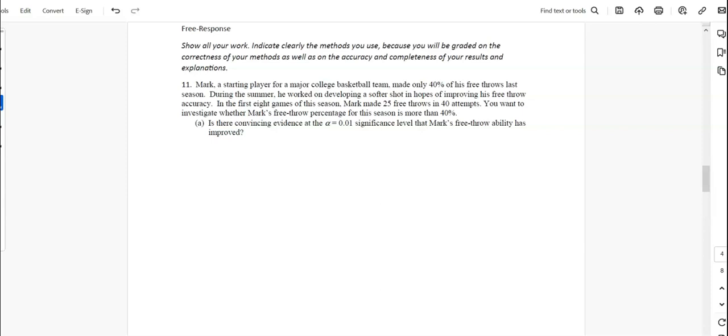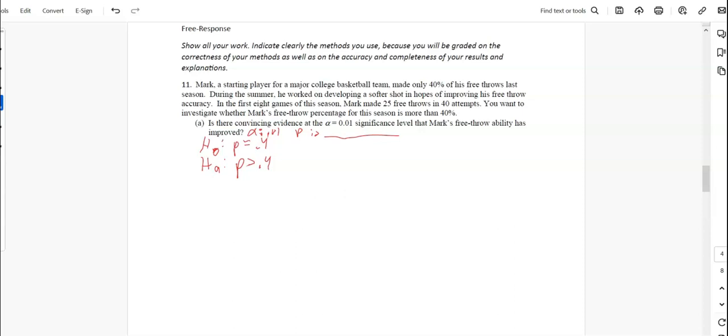Okay, so what's the null going to be in this case? So the null is that P is equal to 40%. Nothing unusual going on. That's an O there. Alternate would be that we think he's gotten better. He's been working on it, so it's greater than 0.4. Significance level, the alpha level is 0.01. Alpha is 0.01. And define the parameters. So you would say in words, P is the true proportion of free throws that Mark makes this season.